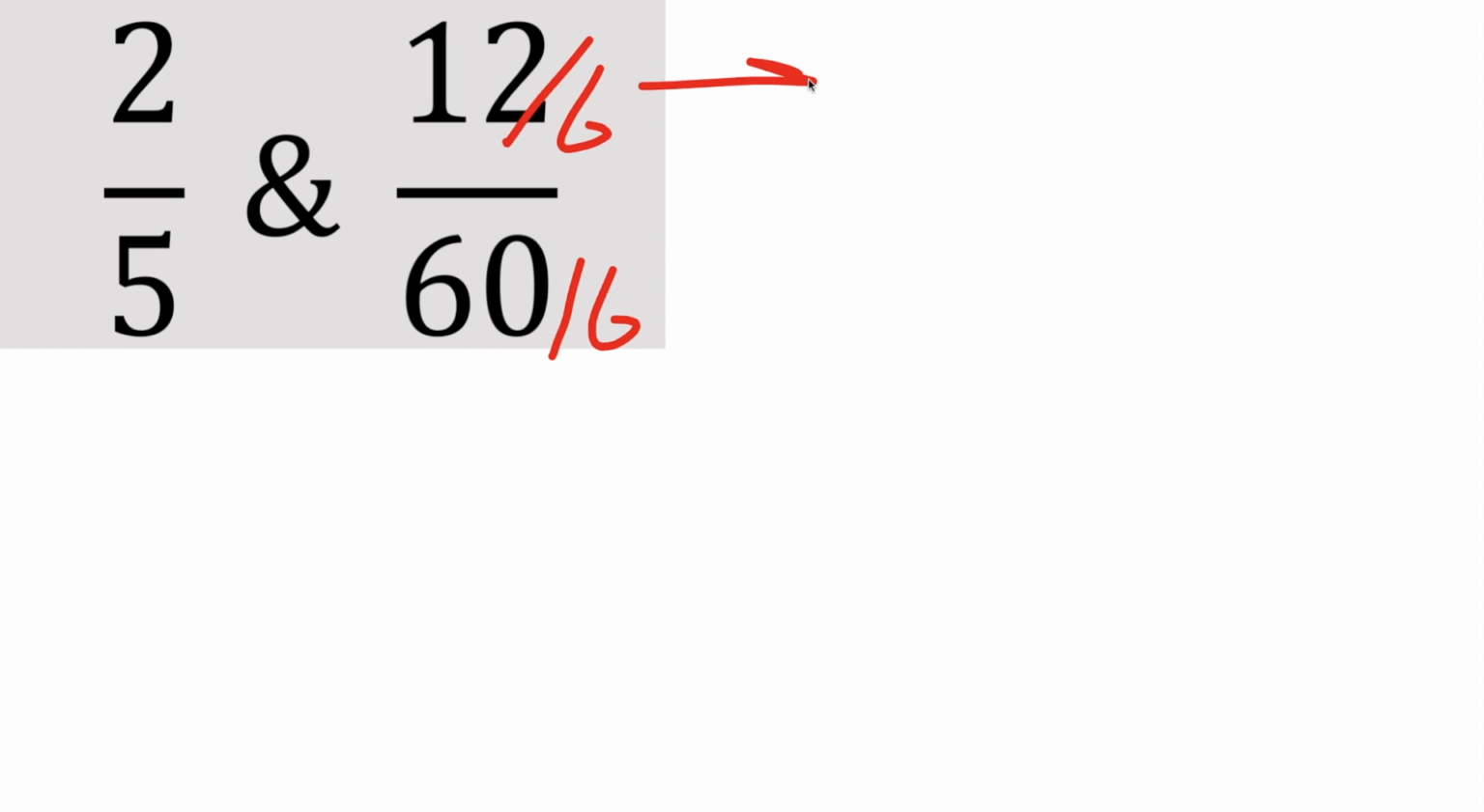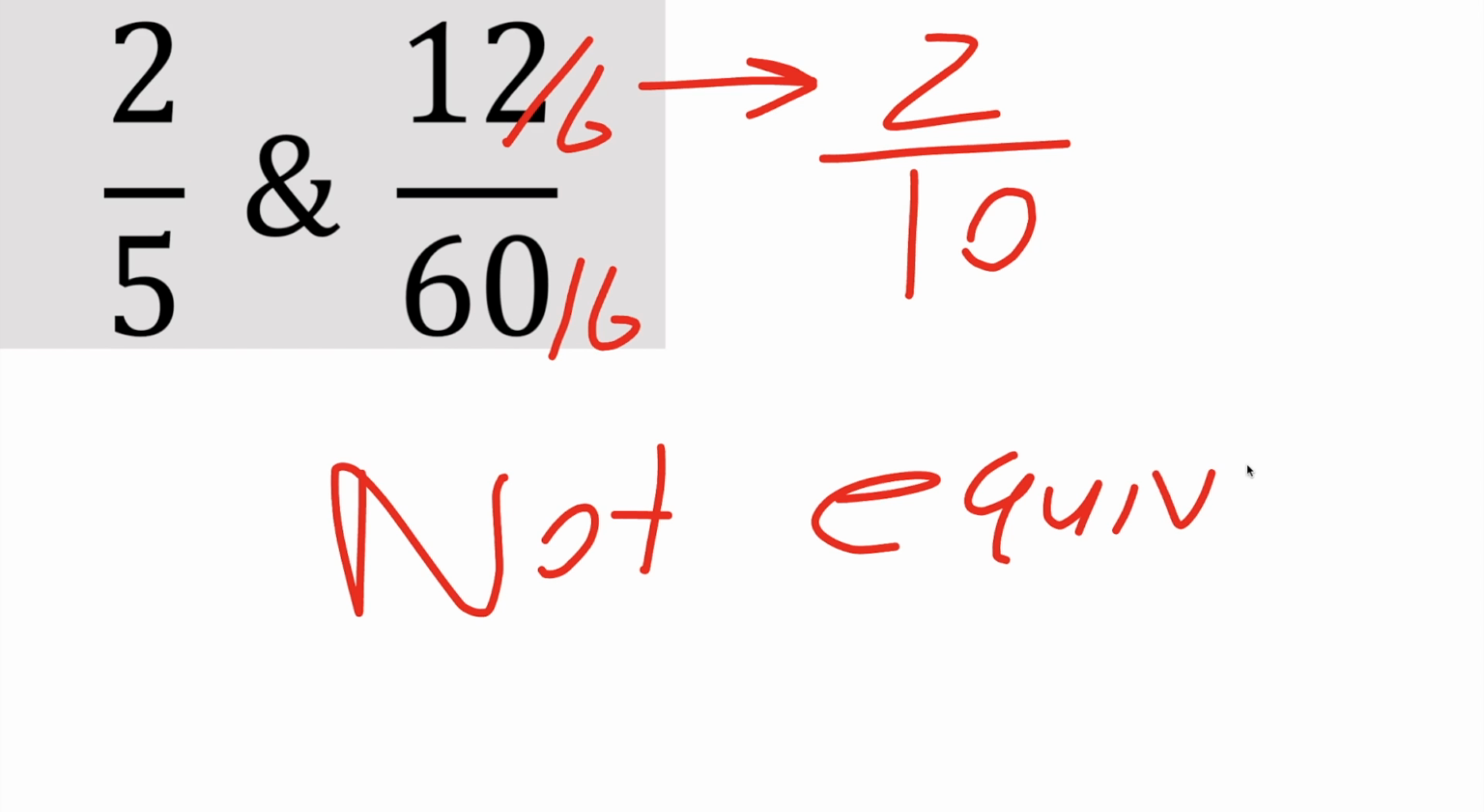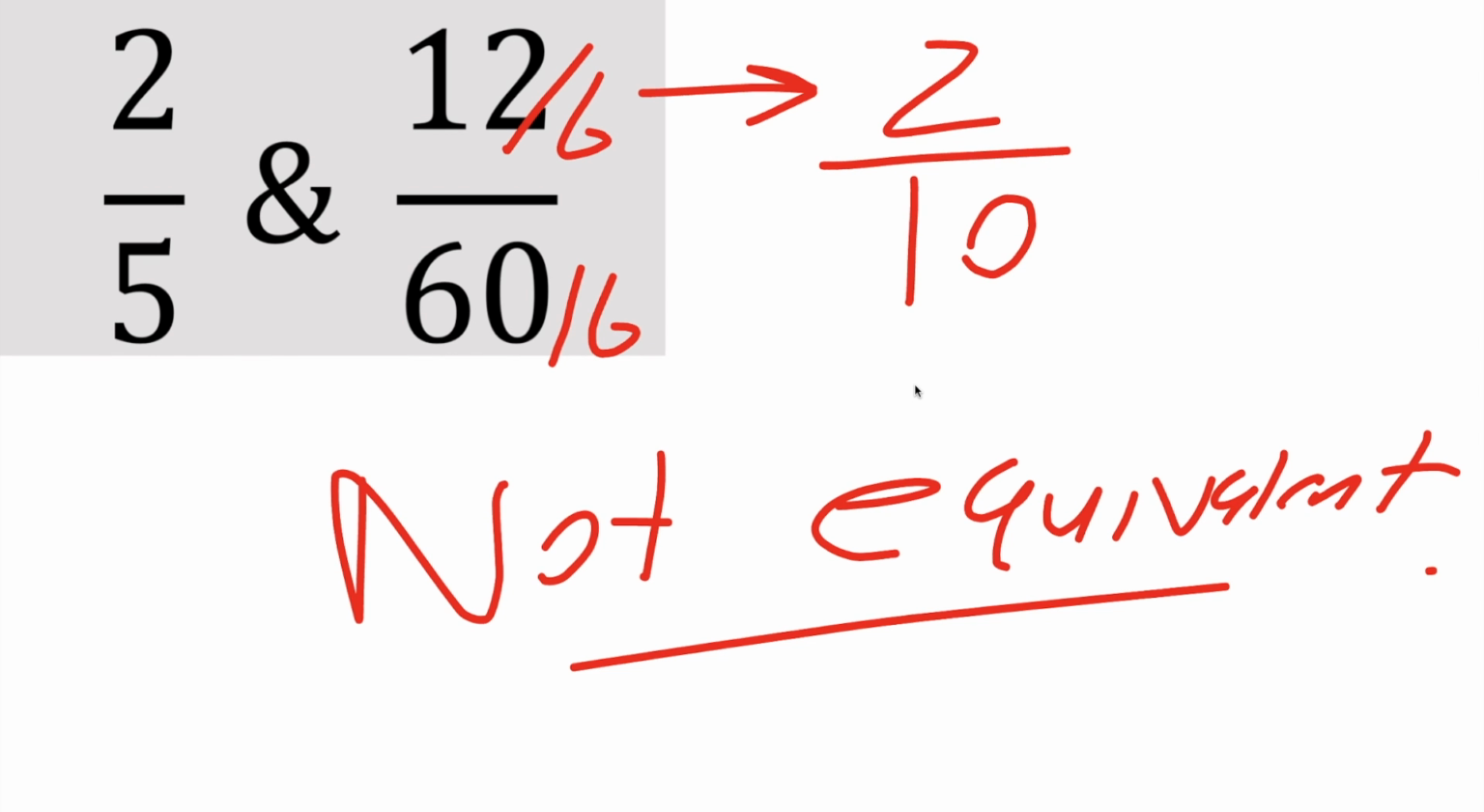Let's see, what does this give us? 12 divided by 6, we know it's going to give us 2. And 60 divided by 6 is 10. So you'll notice 2 divided by 5 is not the same as 2 divided by 10. So they are not equivalent. They are different. They're different ratios. And I'll show you even another method on how we can do this.